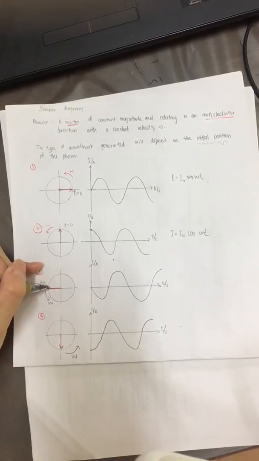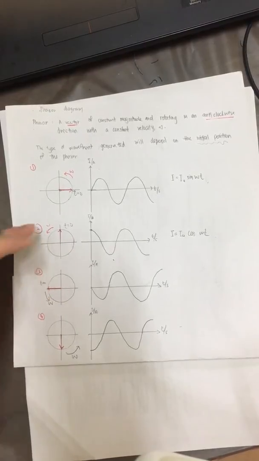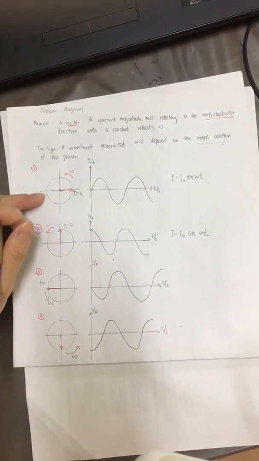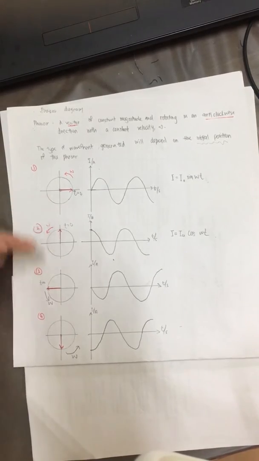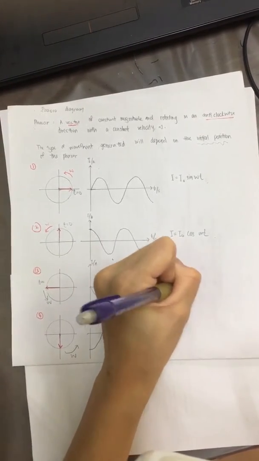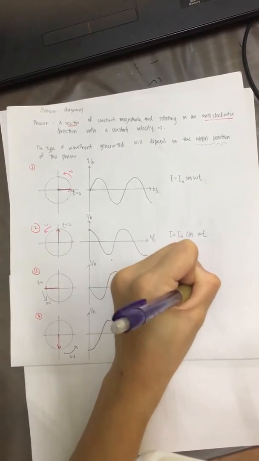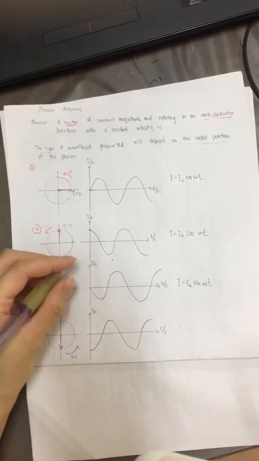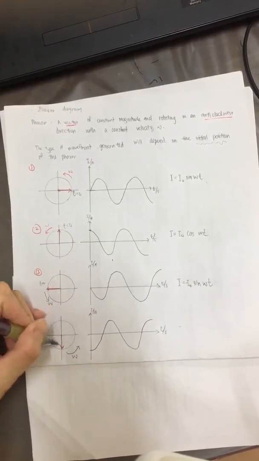Next, the third phasor diagram, when t equals 0, starts from this position. It is actually opposite to the first one, which is a sine graph. So the third one will cause a negative sine wavefront. You will have a negative sine graph, and this negative sine graph will have the negative sine equation, which is I equal to negative I naught sine omega t.